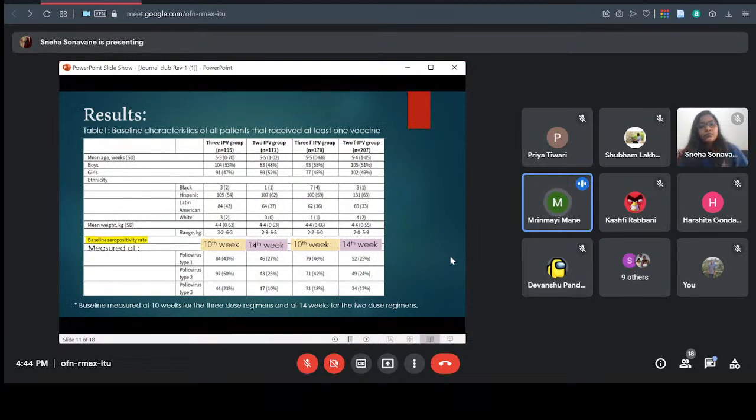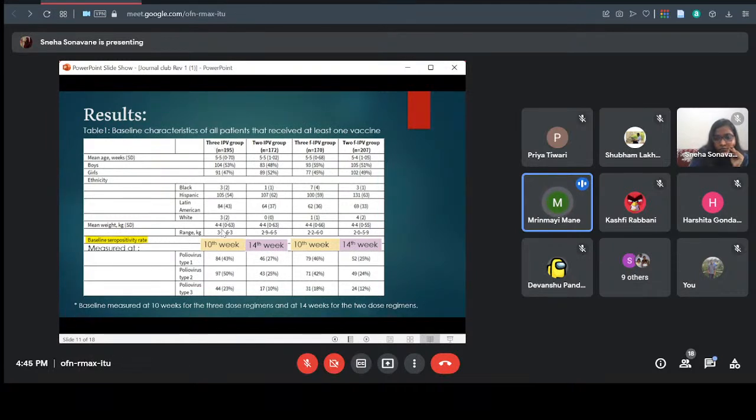So this table reports the baseline characteristics and demographics of the safety population. Now, what safety population indicates is the number of infants who have received at least 1 dose of vaccine. So, as you can see in this table, the baseline characteristics and demographics include the number of girls and boys in each group, mean age of the infants, mean weight of the infants, as well as their ethnicity. Baseline seropositivity rates were mentioned before administration of first vaccine. That means 10th week of age for the 3-dose regimens and 14th week of age for the 2-dose regimens.